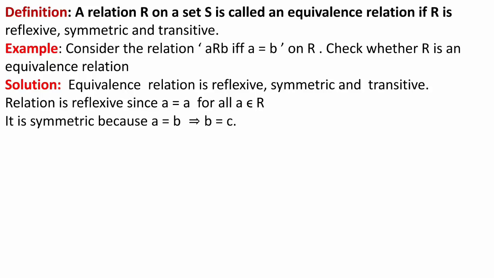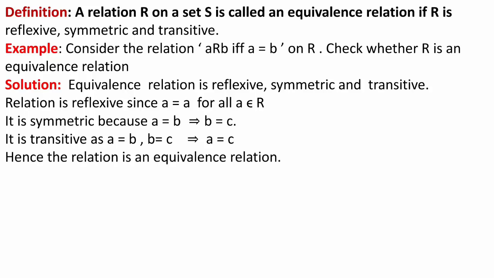The relation is symmetric because a equals b implies b equals a. It is transitive as a equals b and b equals c together imply a equals c. Hence, the relation is an equivalence relation.